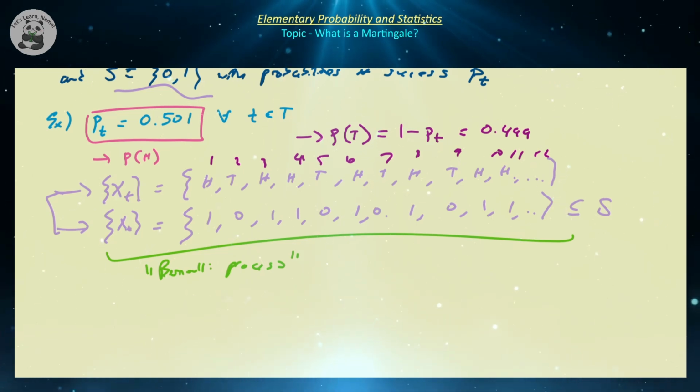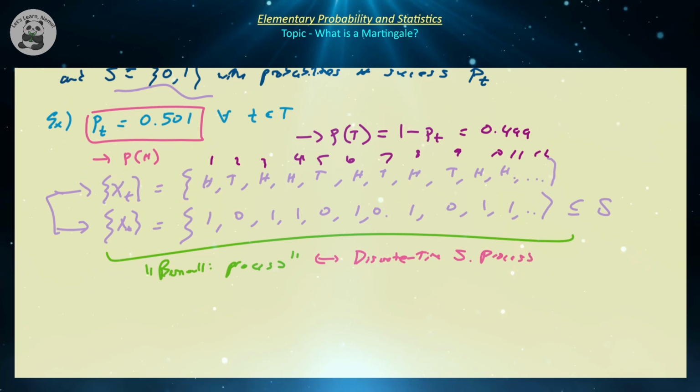So some people will also call this an example of a discrete time stochastic process, right? A Bernoulli process is an example of a discrete time stochastic process, even if you take these probabilities to be the same or different on each of these random variables X_t.